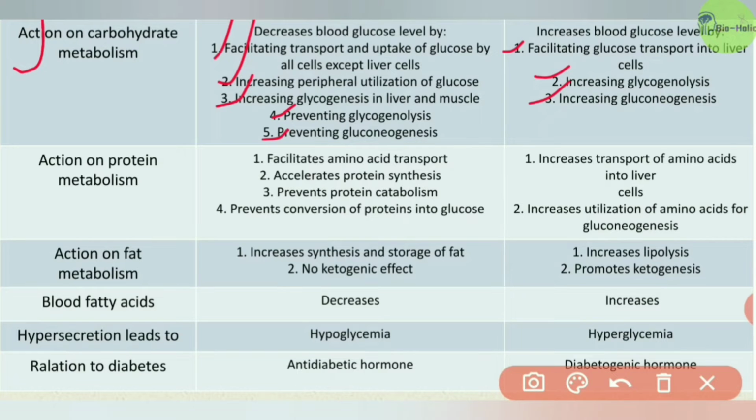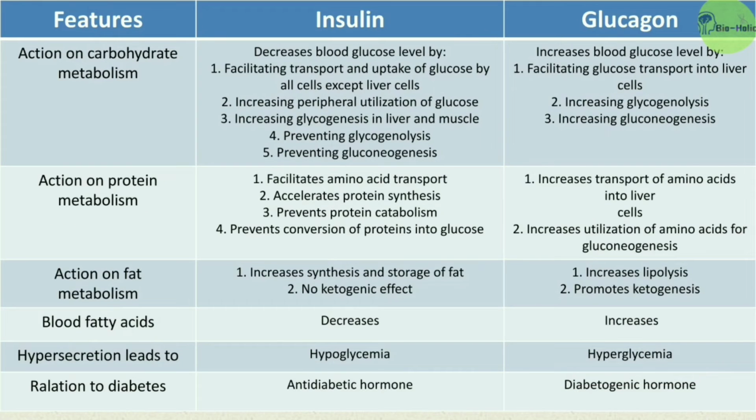And in case of protein metabolism, insulin facilitates amino acid transport, accelerates protein synthesis, prevents protein catabolism and prevents conversion of proteins into glucose. But glucagon increases transport of amino acids into liver and increases utilization of amino acids for gluconeogenesis. In case of fat metabolism, insulin increases synthesis and storage of fat and it has no ketogenic effect. But glucagon increases lipolysis and promotes ketogenesis.